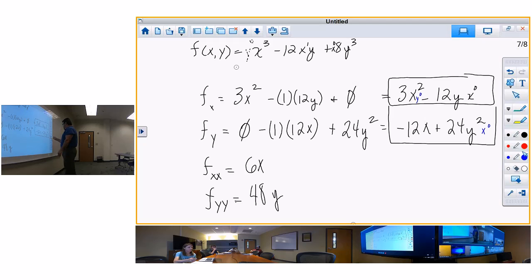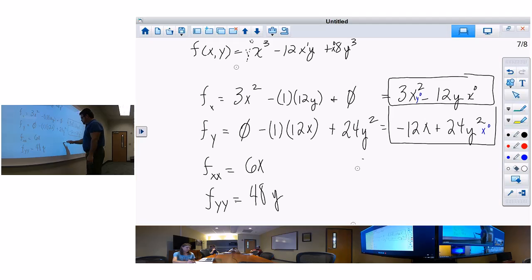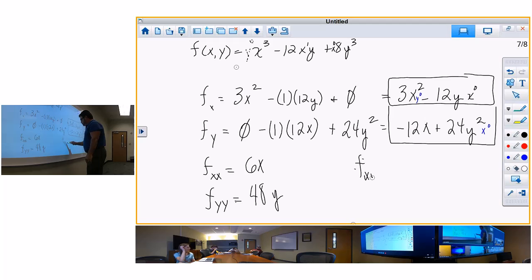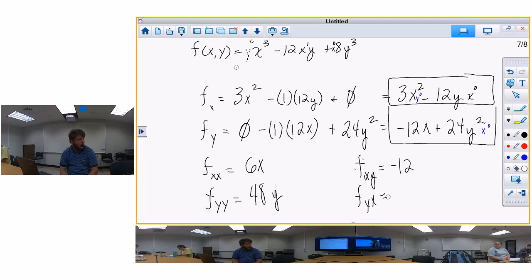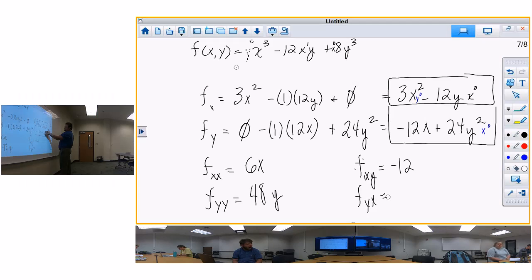So f of x, y, negative 12. What would yx be? Well, take out this one. What's left? What's the derivative of negative 12x? Negative 12. And again, we see that the two mixed terms come out to be equal.